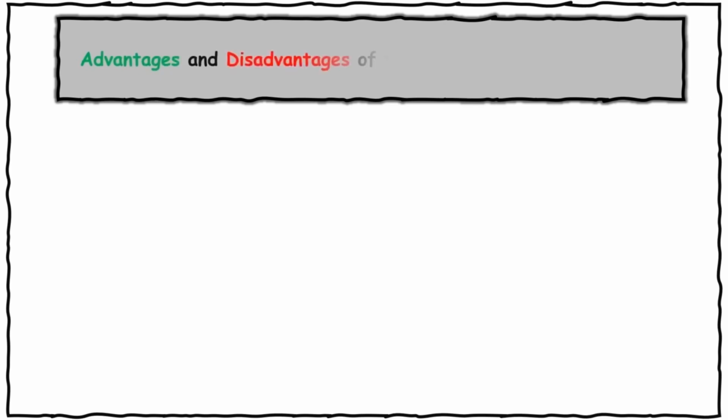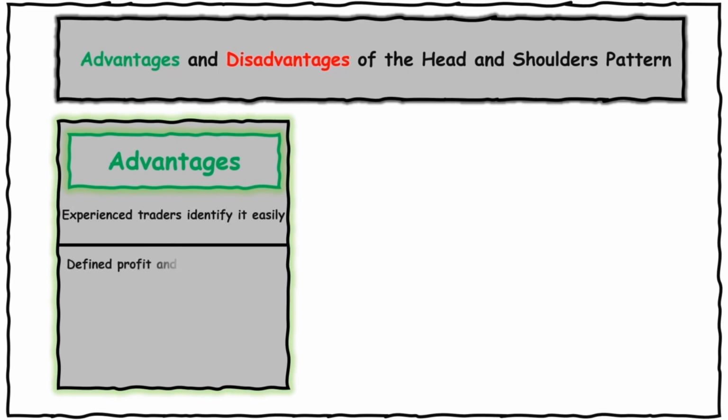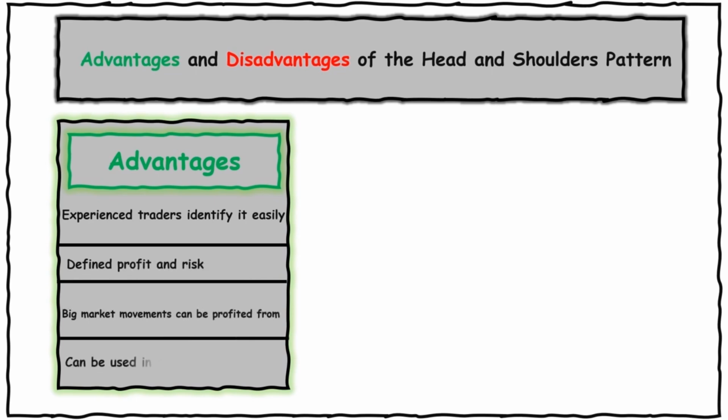Advantages and disadvantages of the head and shoulders pattern. Advantages. 1. Experienced traders identify it easily. 2. Define profit and risk. 3. Big market movements can be profited from. 4. Can be used in all markets.